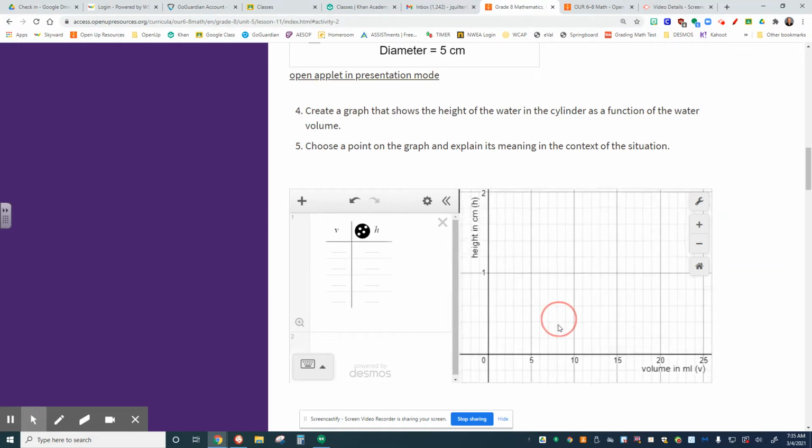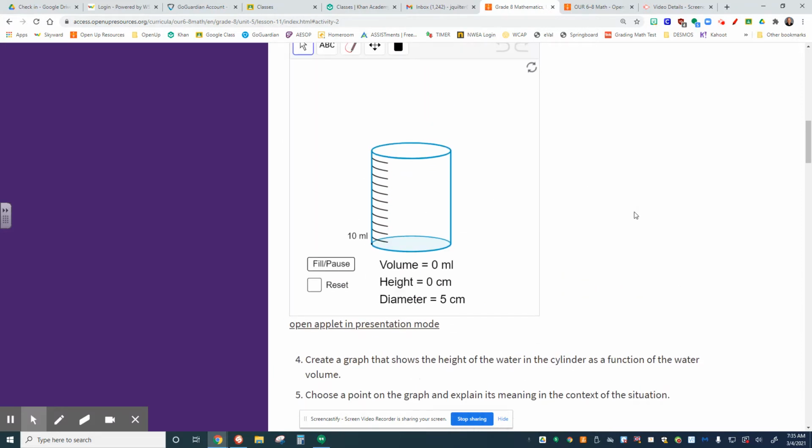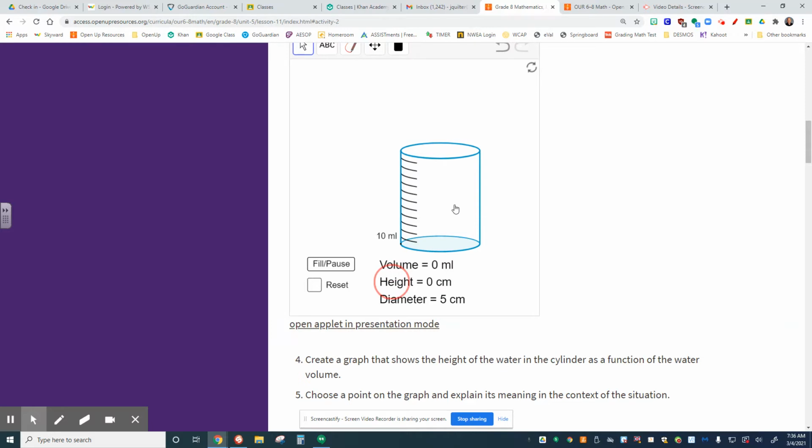Okay, that's where I wanted it. All right. So what we're going to do is we notice that right now this is a 10 milliliter graduated cylinder. It has a diameter of 5 centimeters, so halfway across has 2.5 centimeters for the radius. We are going to be measuring the volume and the height.